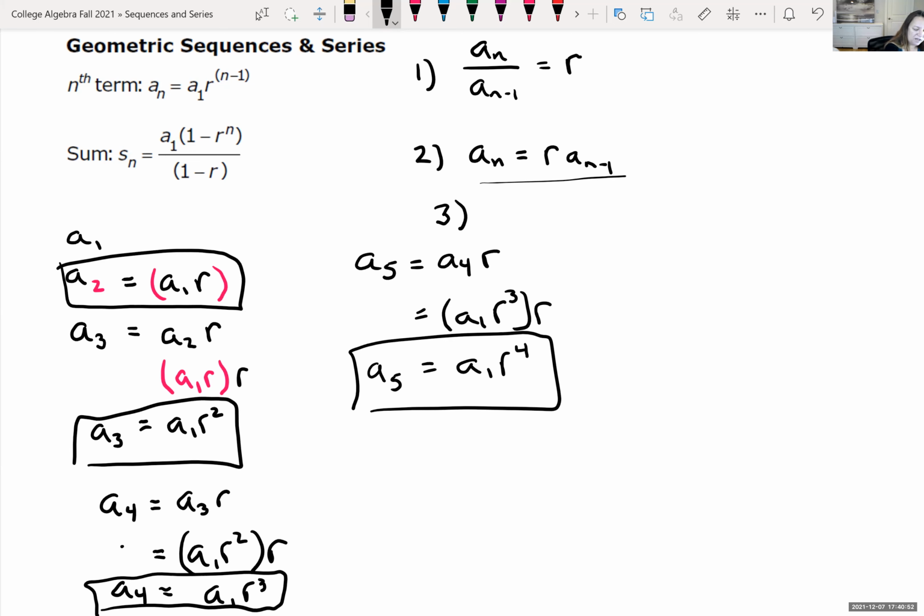So our third formula is a sub n is equal to our first term, a sub 1, all times r raised to the n minus 1 power.